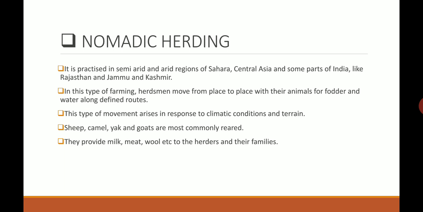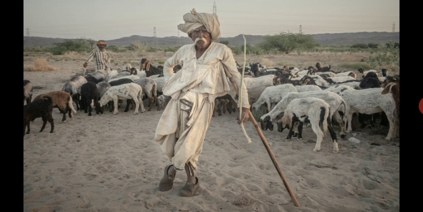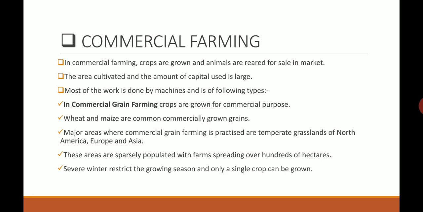Animals like sheep, camel, yak and goats are reared in nomadic herding, as they provide milk, meat and wool to the herders and their families. So here on your screen you can see an image of a nomadic herder with a group of sheep. Okay, let's move forward.